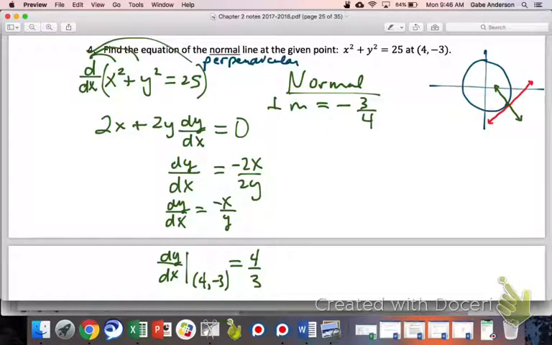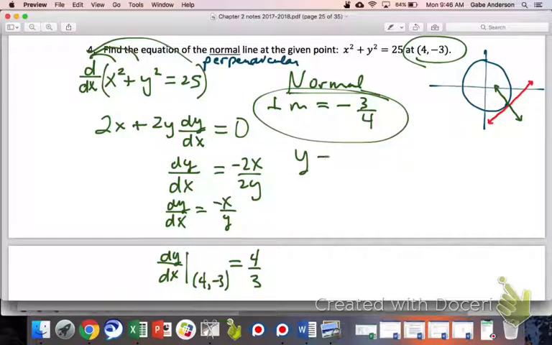So once I've got that, I've got my point of tangency. That's still going to be the point that the normal line goes through. I've got the slope of the normal line. Just like our warm-up earlier, we just got to put this together. So we'd write y minus negative 3 equals negative 3/4, parentheses, x minus 4. That would be the equation of the normal line. Question, Matt? Can you just write that as y plus 3? Absolutely. Yep.